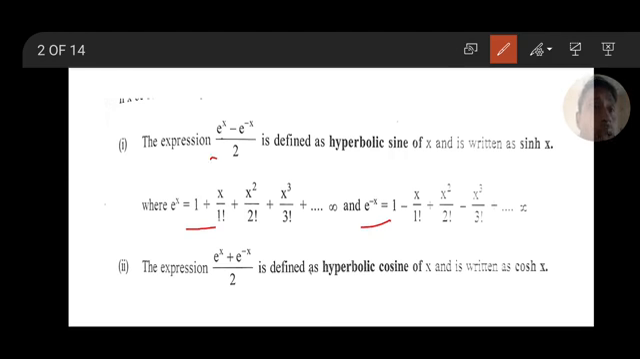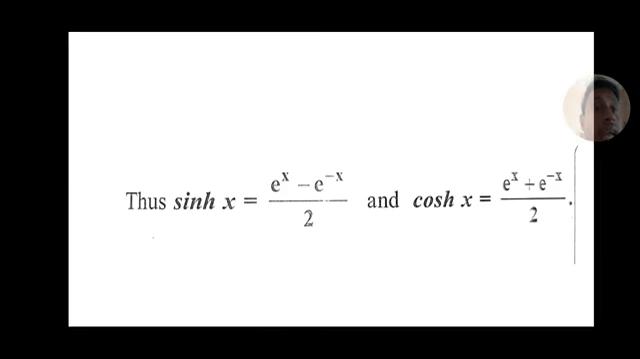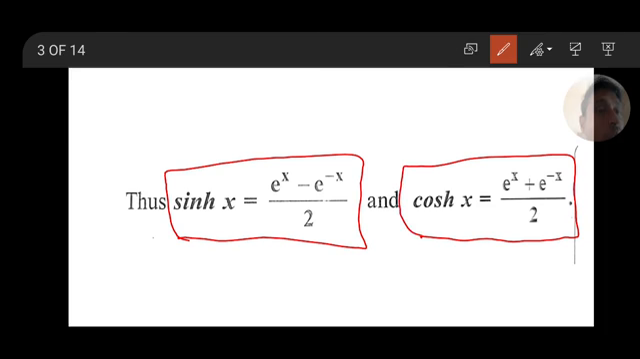Next, it is the hyperbolic sine function, denoted by sin h of x. Similarly, the expression e to the power of x plus e to the power of minus x by 2, here plus, in this minus, here plus, is defined as hyperbolic cosine of x, that is cos h of x. That is, sin h of x equal to e to the power of x minus e to the power of minus x by 2, and cos h of x equal to e to the power of x plus e to the power of minus x by 2.